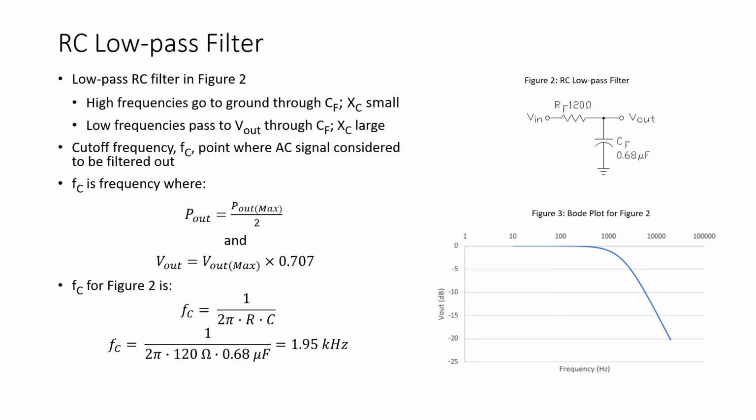So for the low pass filter circuit of figure 2, the cutoff frequency mathematically is 1 over 2 pi RC. Substituting in the values for R and C of 120 ohms and 0.68 microfarads, we calculate a cutoff frequency of 1.95 kHz.